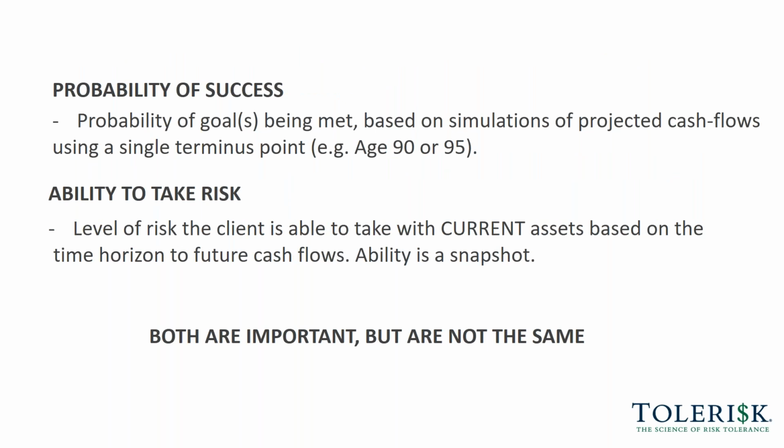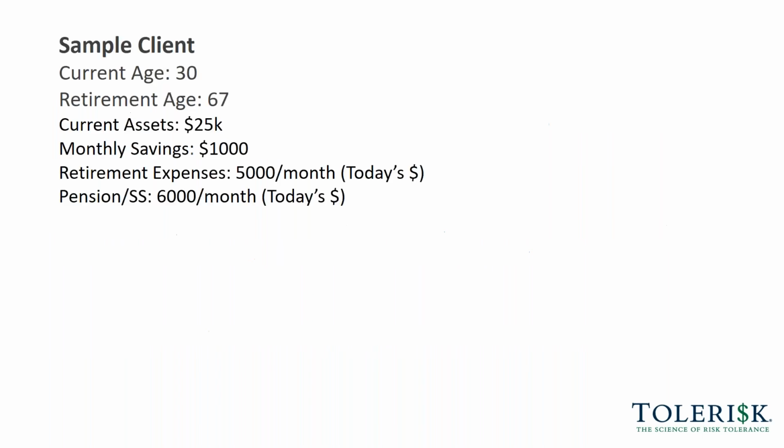So probability of success, as I'm sure you know from conducting your financial planning exercises, is based on the probability of meeting goals over some period of time. Generally, you run out a simulation until the client is, say, 90 or 95 or some specified number, modeling their cash flows, their risk level, their risk directive, and so forth. Ability to take risk is a current snapshot, and it's really about their ability to take risk with their current assets based on the future chronology of all their cash flows in and out.